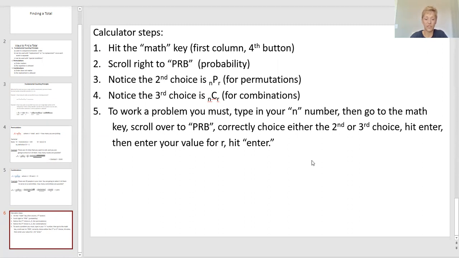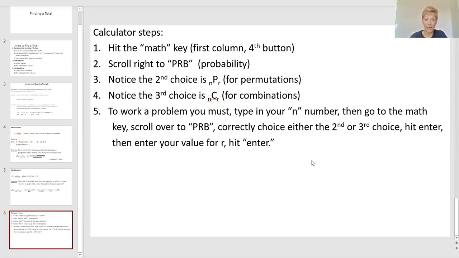And I want you to notice number 2 and number 3. They should look real familiar. Number 2 is nPr. That's your probability with permutations. And nCr is probability with combinations. But the order that you do it in is going to matter. So when you go to work a problem, you don't go here first. The first thing you're going to do is type in your N.